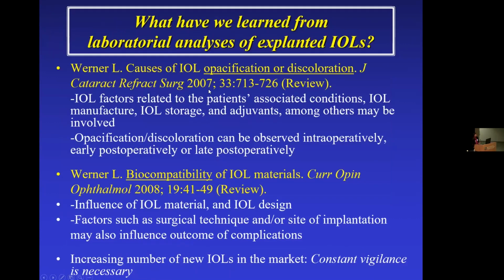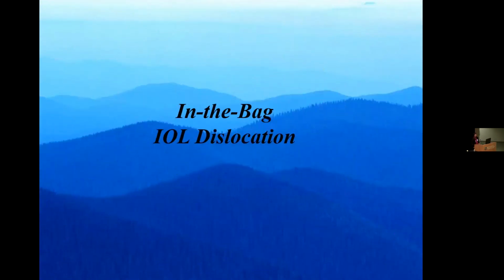So, I mean, there are different causes. They are related to different things, the patient, the IOL storage, manufacturer, among many different factors that may lead to opacification of the lens very fast after surgery, but also many years after surgery. But there is also an influence of IOL material and design. For example, surgical techniques, site of implantation. If you have a lens that's not adapted for the sulcus, this lens is going to cause a lot of problems in that location. So with an increasing number of new lenses in the market, you have to have constant vigilance.